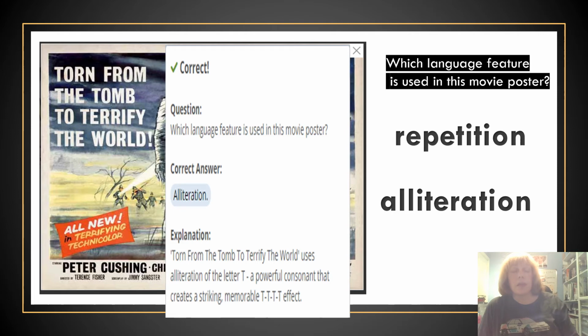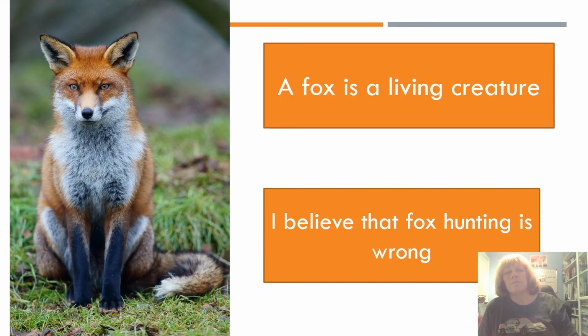Yes, the answer is alliteration, because if you look right at the very left hand side of that poster, torn from the tomb to terrify the world, that actual sound of that T, which is quite a harsh consonant sound, makes the pattern of the words. So that's alliteration. That's what alliteration does, repeating the sound at the first letter of each word. Torn from the tomb to terrify. Well done if you got that right.